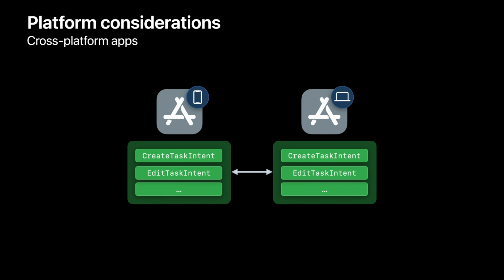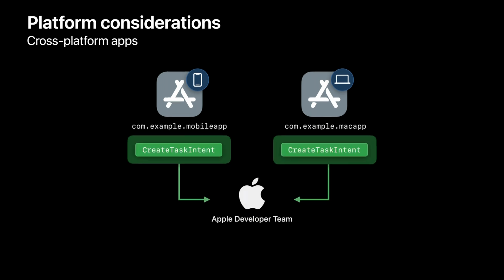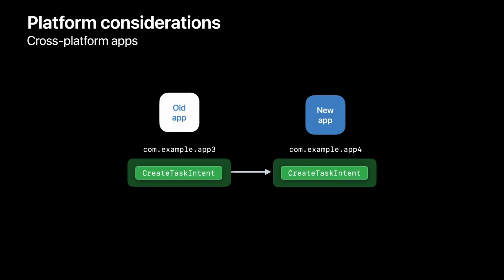Sometimes your apps may have different bundle identifiers across platforms, and this is OK. Shortcuts will handle this for you, but please keep in mind that the intents with the same name will only be shared among apps deployed via the same Apple developer team. Also, if you ever need to upgrade users from one version of your app to another, on iOS 15, as long as the 2 apps are from the same developer and use the same intent name, your app's shortcuts will automatically transfer from one to the other.